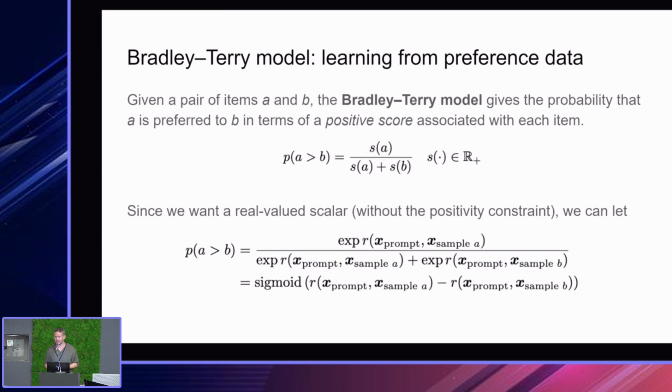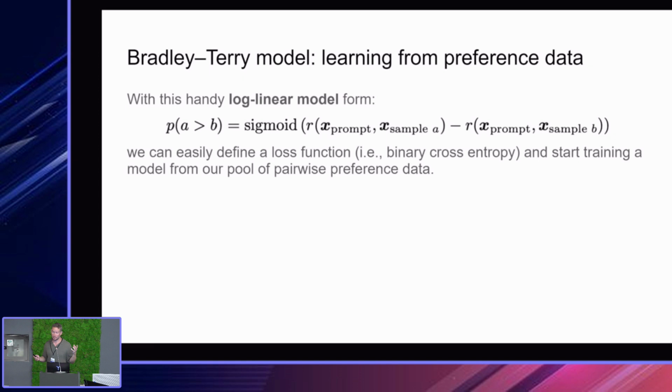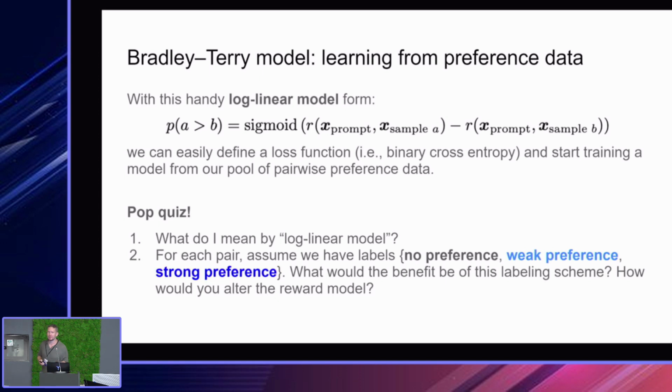And those of you who like a little bit of algebra might notice that this is just the logistic sigmoid function of the difference in the reward model applied to item A and the reward model applied to item B. So with this handy log linear model form, P of A greater than B equals sigmoid of the difference of these 2 reward values, we can easily define a loss function, binary cross entropy, very, very simple. We've got a bunch of data exactly in the form of these binary decisions, and now we can train our model. Okay, so another pop quiz. So first, what do I mean by log linear model here?